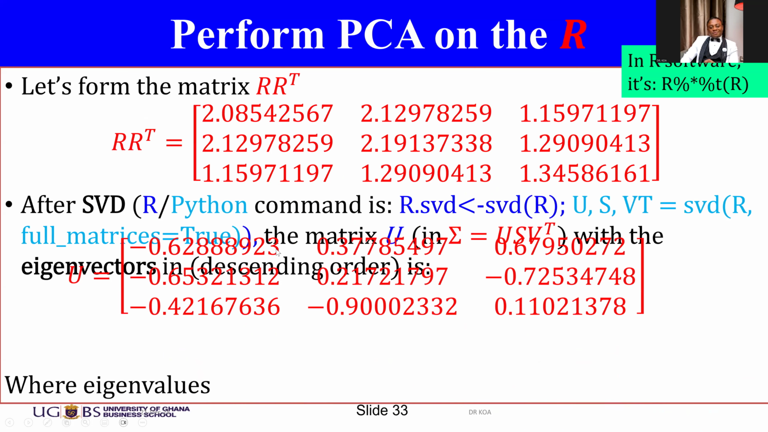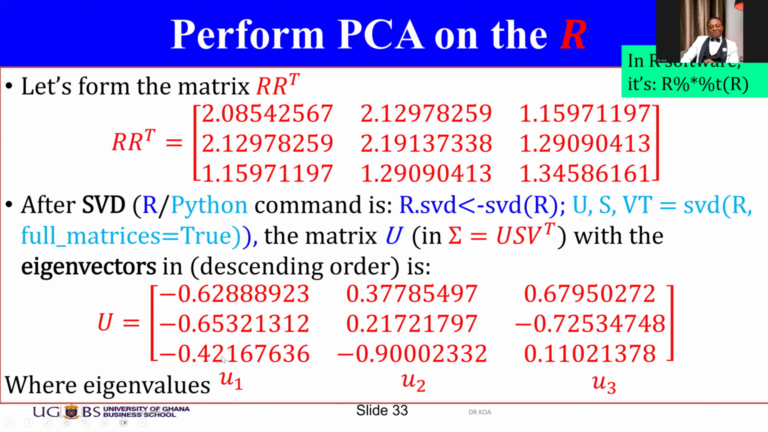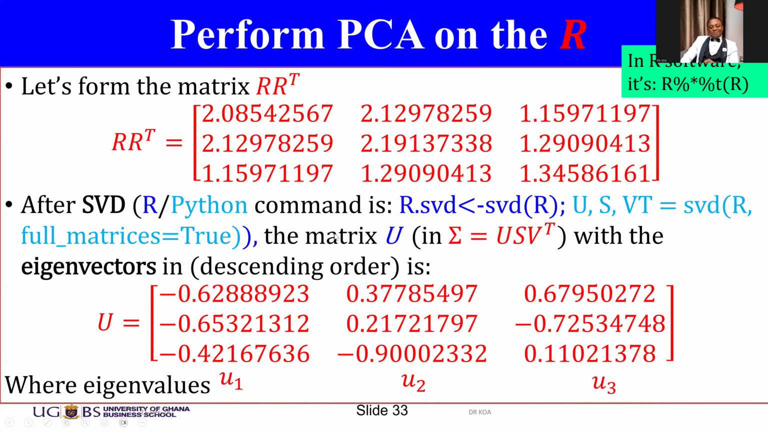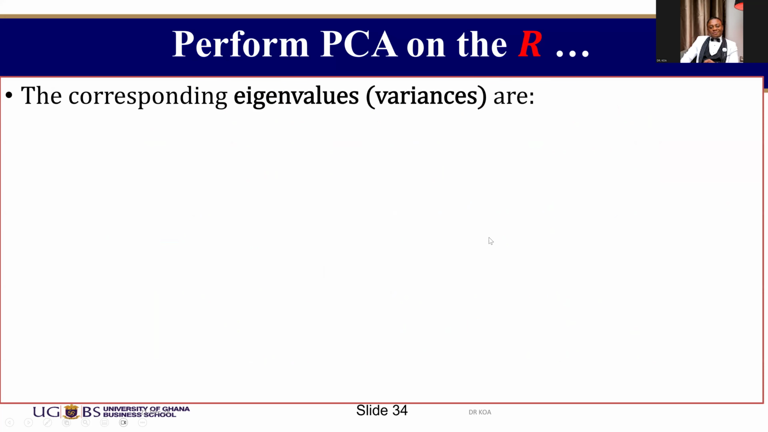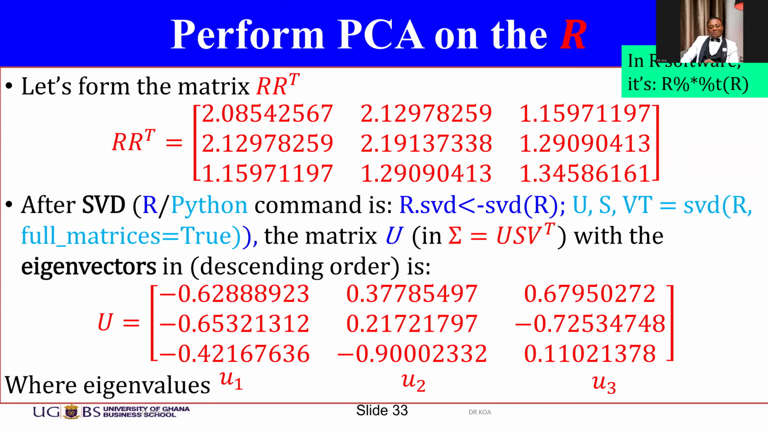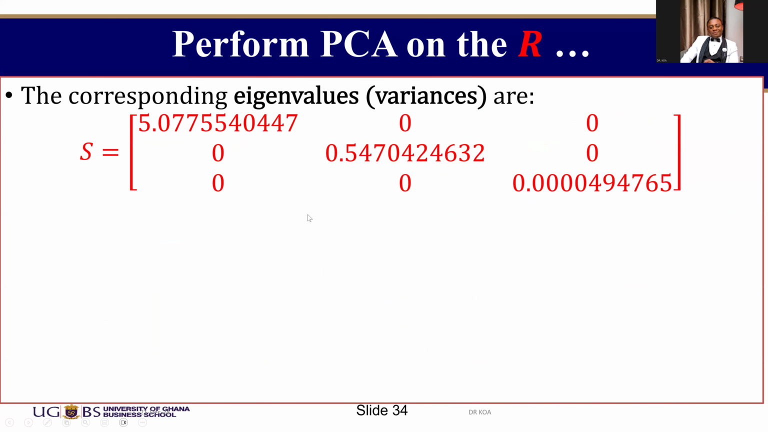So you get this U, where the U1 is the weight assigned to the first principal component. The U2 is the second one. Then the U3 is the third one. Of course, these are the eigenvalues, and they will have eigenvectors, which is the next one. These are the eigenvalues, which will have the eigenvectors. Now, the eigenvectors are going to be equal to this. And I'm going to show you how you got that.